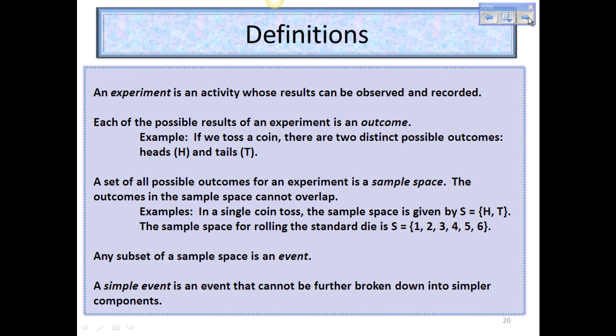So, in a single coin toss, the sample space is given by capital S, representing sample space, and heads, tails in your sample space. The sample space for rolling a single die are the numbers 1, 2, 3, 4, 5, and 6. And that's your standard 6-sided die. Any subset of a sample space is called an event, and a simple event is an event that cannot be further broken down into simpler components.